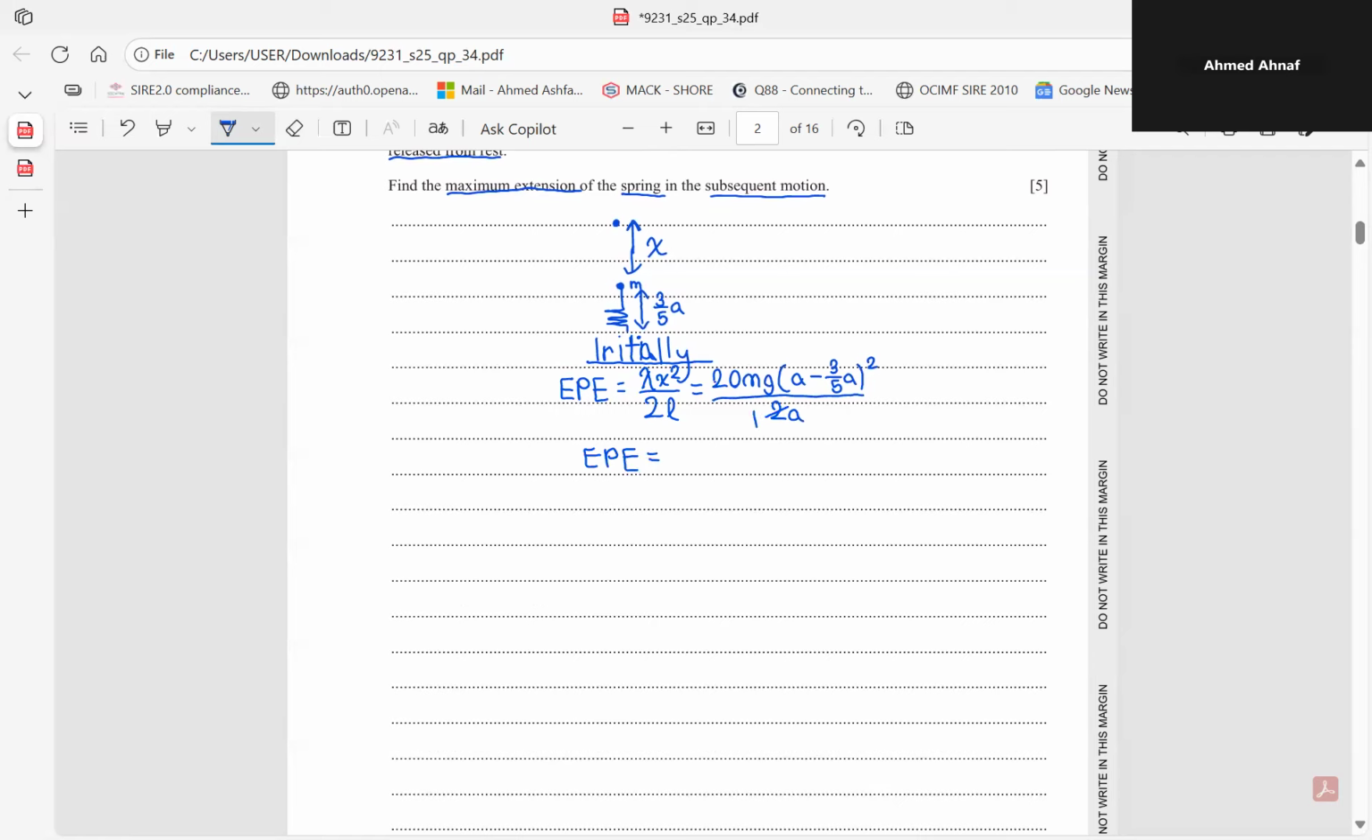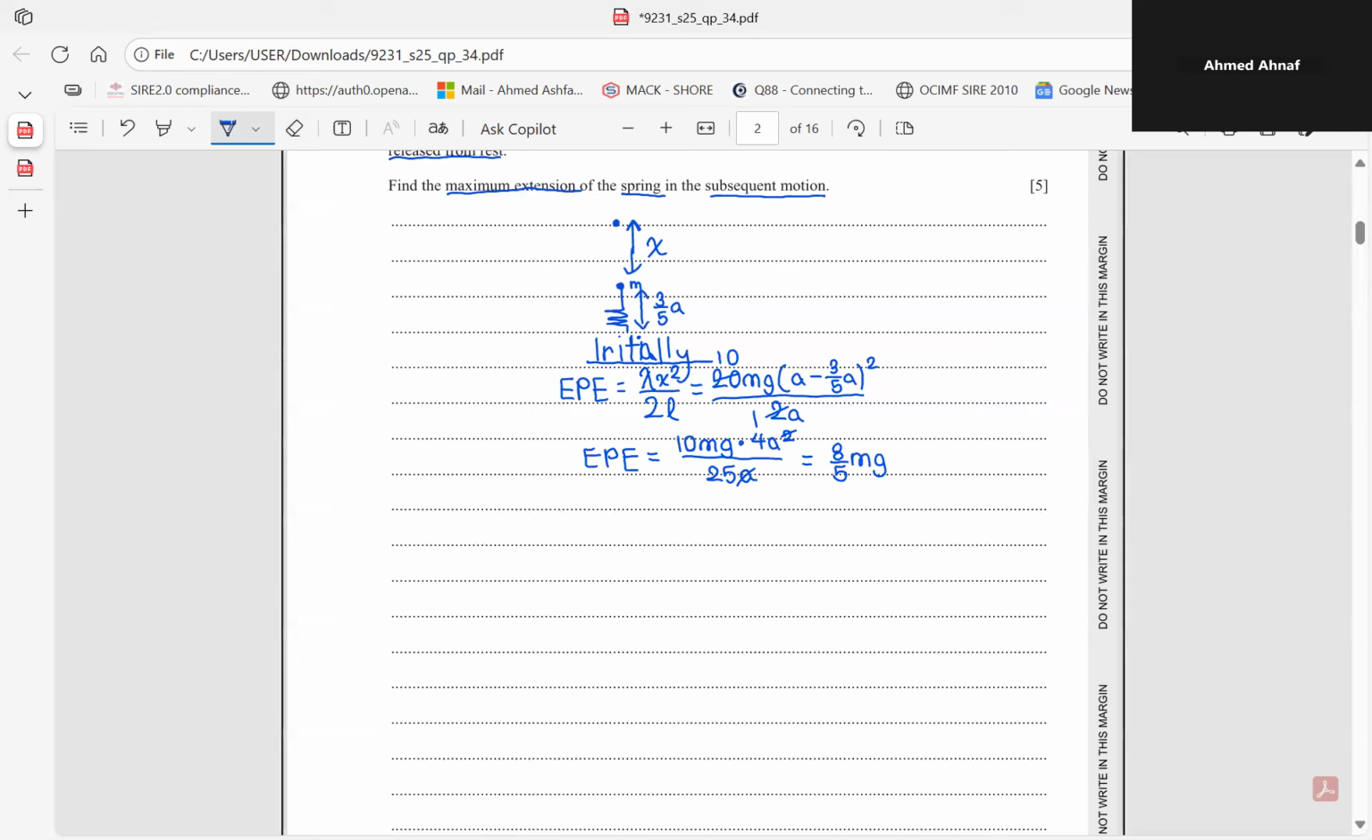So this cancels out, this cancels out. So 10 mg, a minus 3 over 5a. So you'll get 2 over 5a, so 2 over 5a squared, you will get 4 over 25 a squared. So 4a squared over 25a. So we can cancel the a out. So 10 times 4 over 25, that is 8 over 5. So final answer is 8 over 5 mga. This is the initial elastic potential energy.